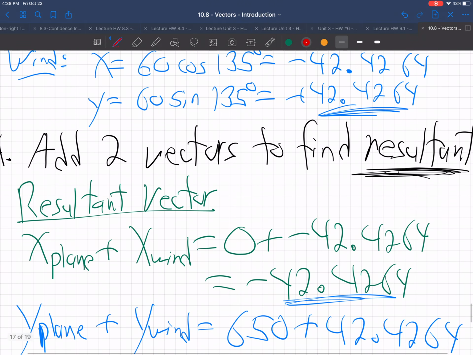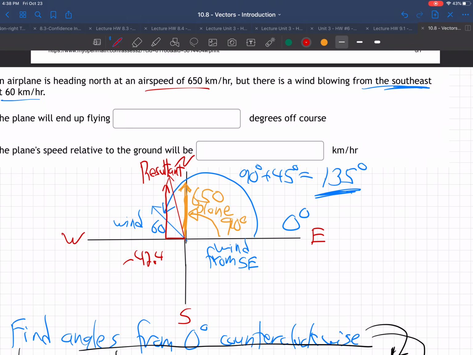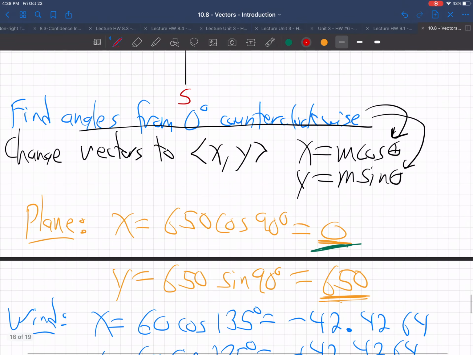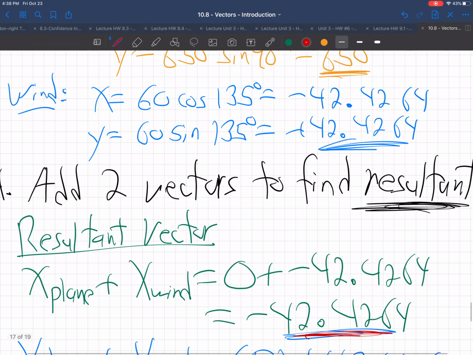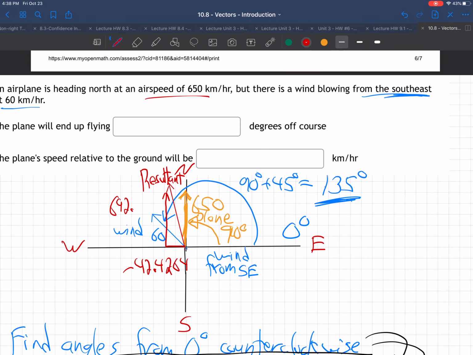How far left is it? Well, it says left 42.4264. And then up, what was the up? 692.4264. So it's left and up as the result of the plane and the wind. The plane's engines and the wind blowing have the result that the thing actually moves. The result of those two is it actually moves up to the left like that.